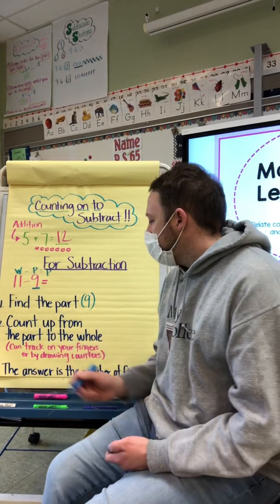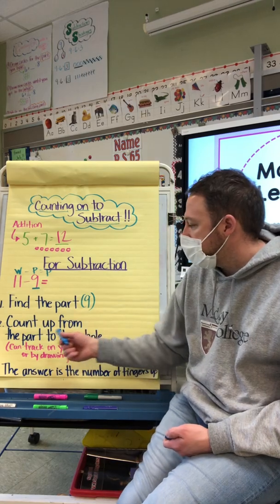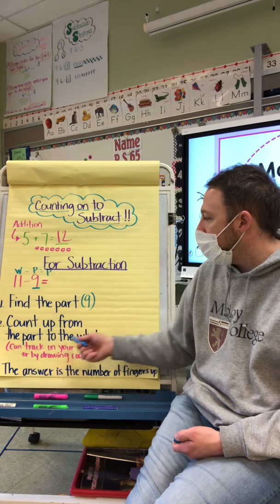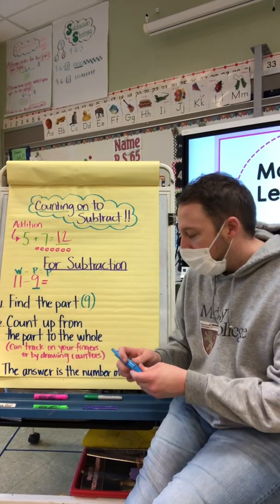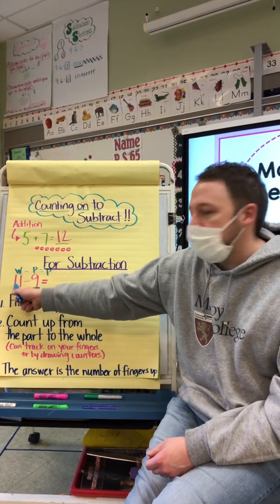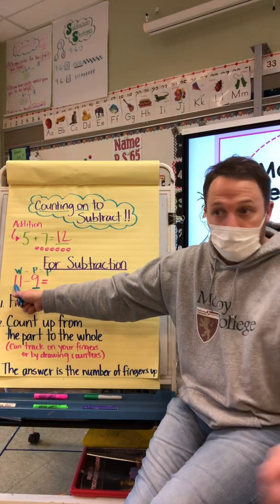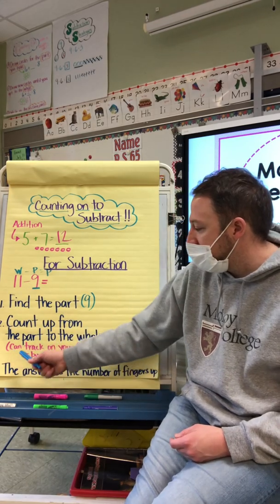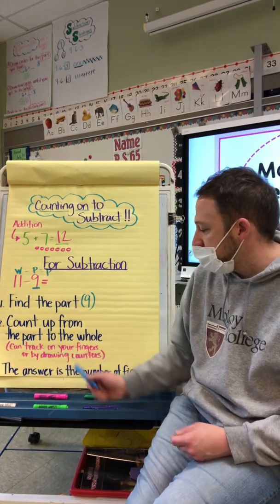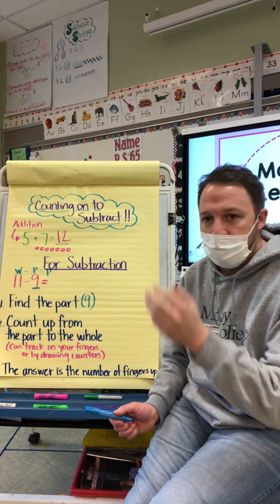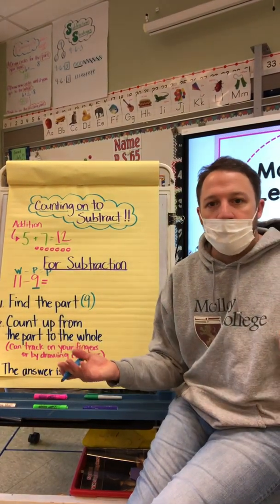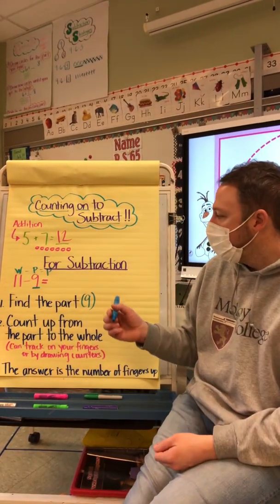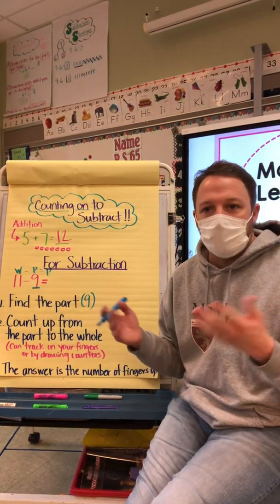9. So now, step 2 says, count up from the part to the whole. So I have to start at 9 and count to what number? 11. 11, okay? So now I have down here in pink, it says, you can track this on your fingers or by drawing counters, okay? So, let's do it on our fingers first.